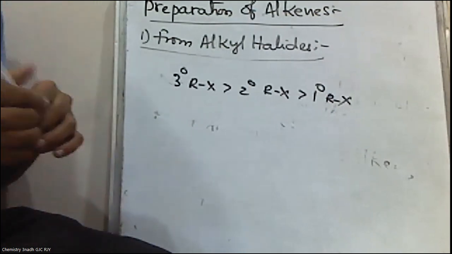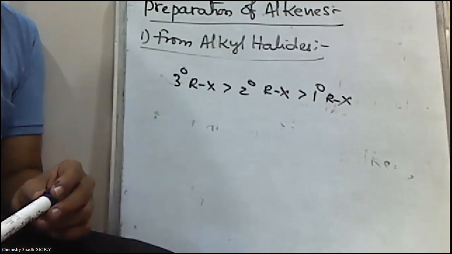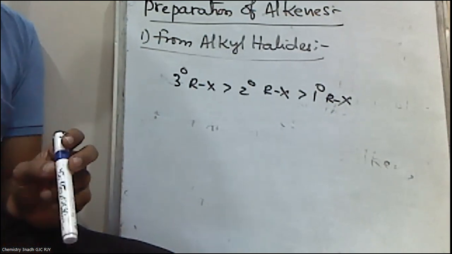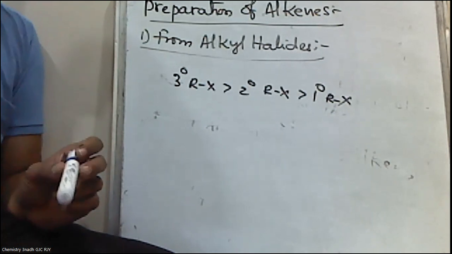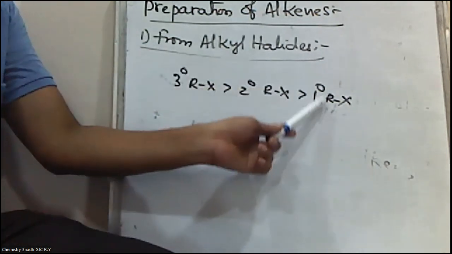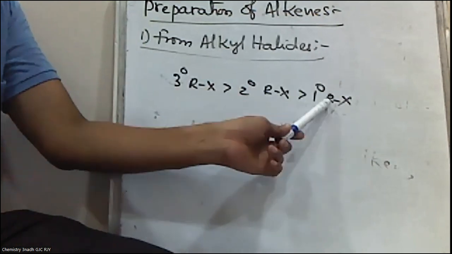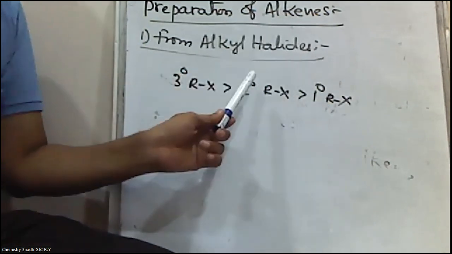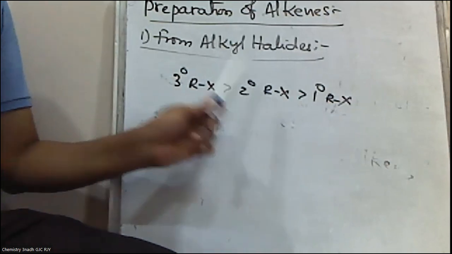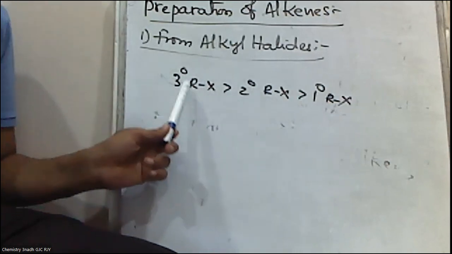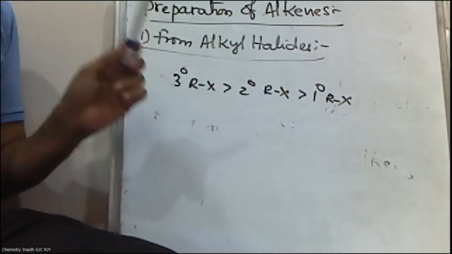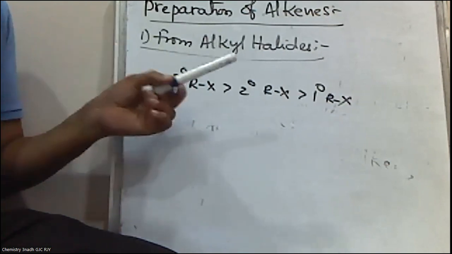We know that a carbon attached to only one carbon is called a primary carbon. A carbon attached to two other carbons is called a secondary carbon. A carbon attached to three other carbons is called a tertiary carbon. If halogen is attached to the primary carbon, it is called a primary alkyl halide. If halogen is attached to the secondary carbon, it is called a secondary alkyl halide. And if halogen is attached to the tertiary carbon, it is called a tertiary alkyl halide.